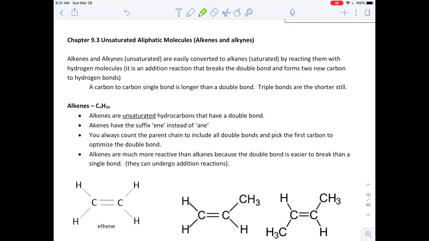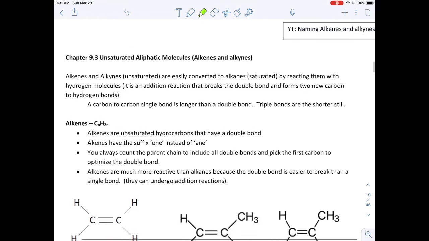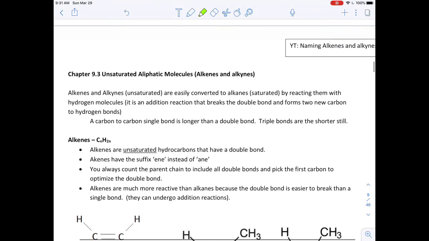In this video, we're going to look at unsaturated aliphatic molecules. We've seen saturated aliphatic molecules, so that included alkanes and cycloalkanes, branched alkanes, and they only had single bonds. But now we're going to add in another special property for these aliphatics, and we're going to talk about unsaturated aliphatics. And unsaturated aliphatics can be made into alkanes if we just react them with some hydrogen.